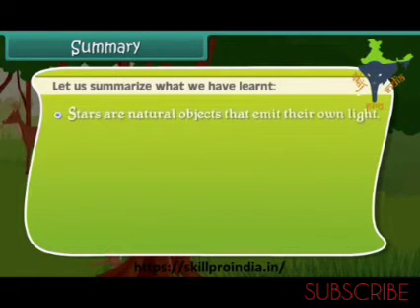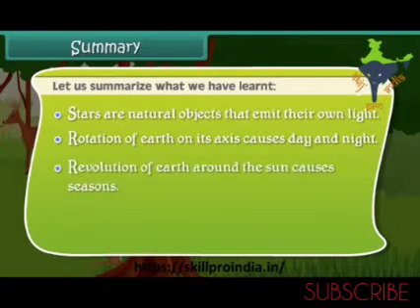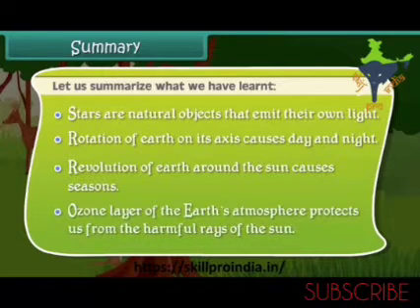Stars are natural objects that emit their own light. Rotation of Earth on its axis causes day and night. Revolution of Earth around the Sun causes seasons. Ozone layer of the Earth's atmosphere protects us from the harmful rays of the Sun.